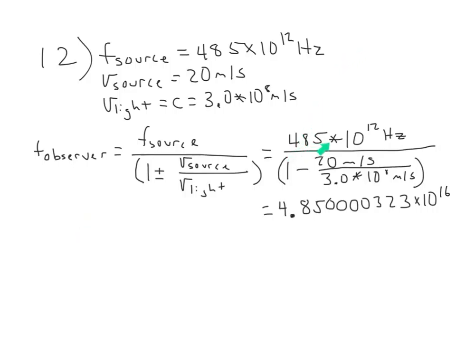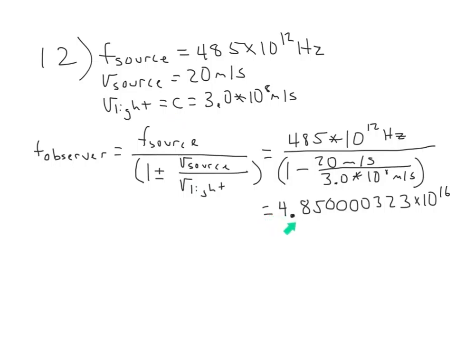We got 485 times 10 to the 12th hertz divided by 1. And why do we use the minus sign in this case? Because the object is moving towards you. Again, the mini bike with the light is moving towards you. So in this case, it's negative. And where do you find this? You find this on page 508. The instructions for making this positive or negative is on 508. The only difference is instead of using sound, we are using light. We're using the velocity of light, which is the same thing as c.